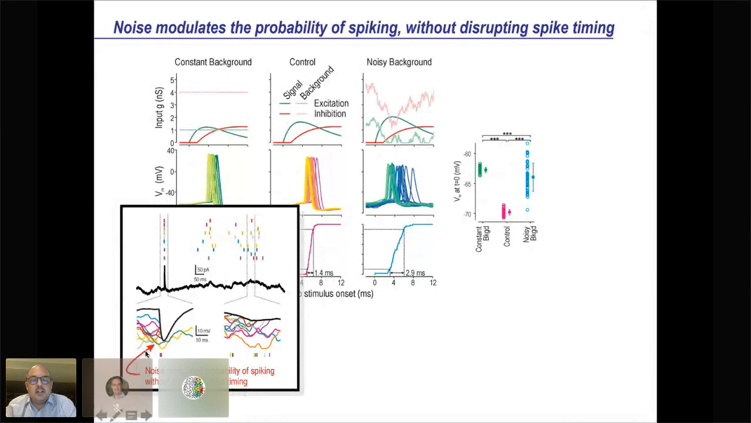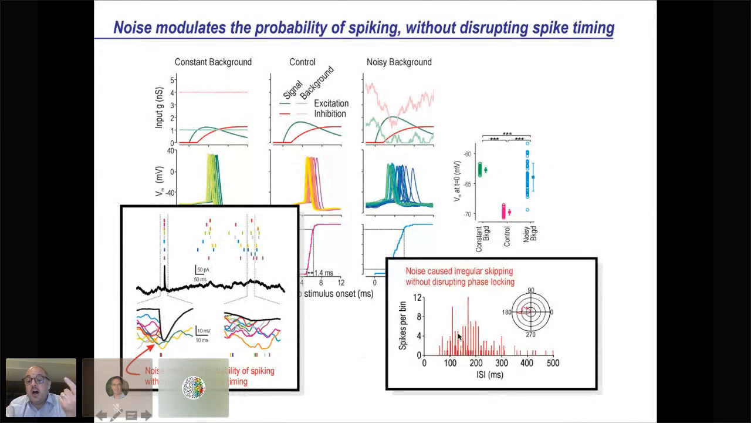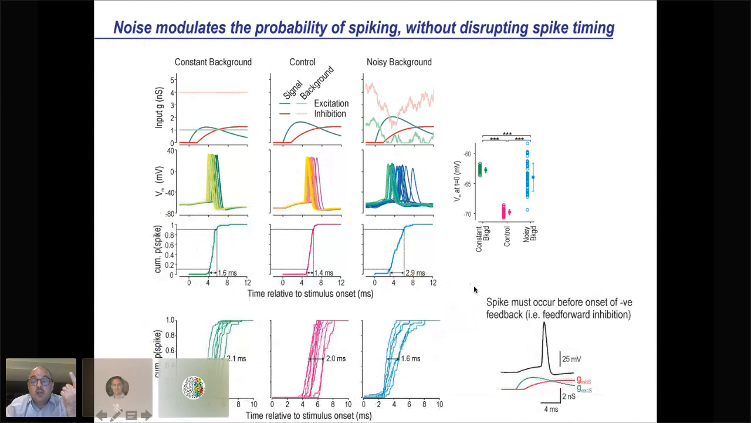But I want to remind you what I showed you before, that if we have a reasonably abrupt stimulus, then the noise modulated the probability of spiking without really disrupting the spike timing. And I showed you that also in the context of vibrotactile stimulation, where noise caused irregular skipping, but didn't disrupt the phase locking very much. So looking at this a little bit more, this is just showing you these same input-output curves for a number of neurons, pretty consistent across neurons.